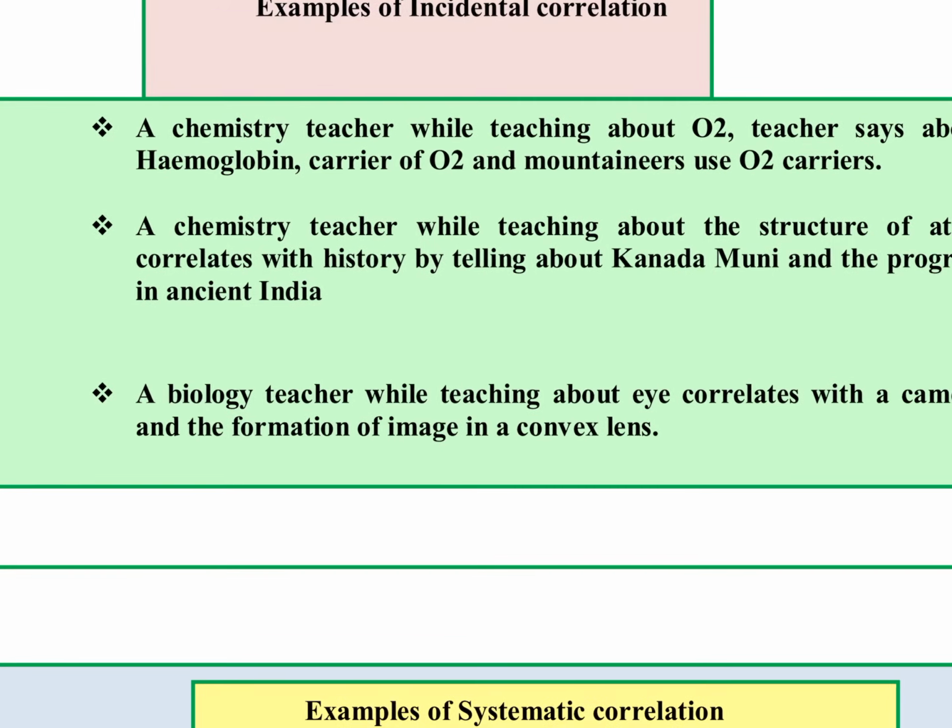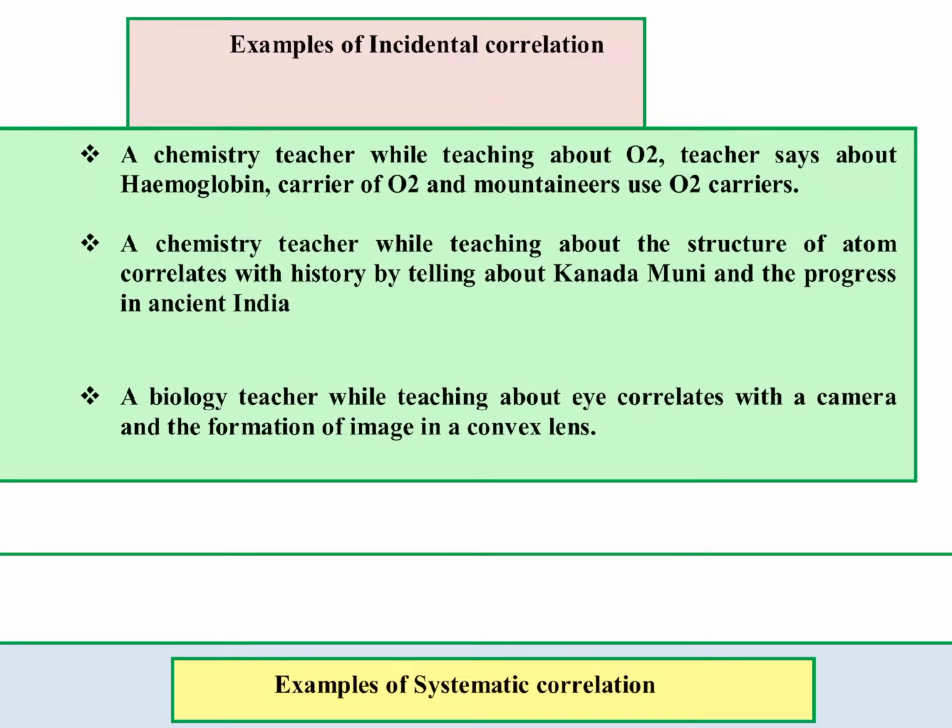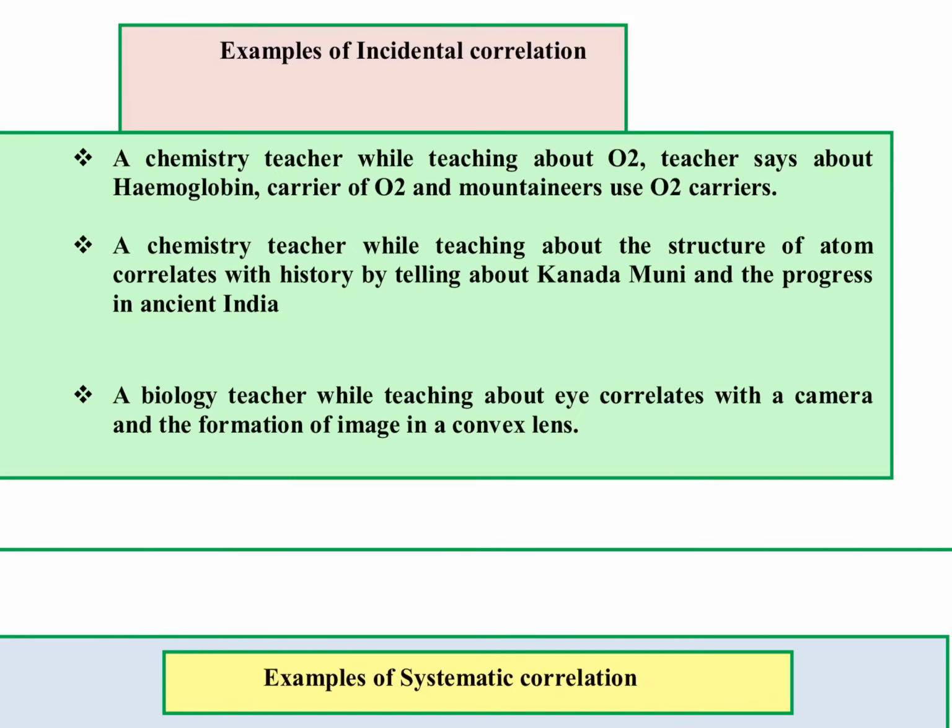And similarly, another example of incidental correlation, a biology teacher while teaching about the human eye, correlates with a camera and the formation of image in a convex lens.